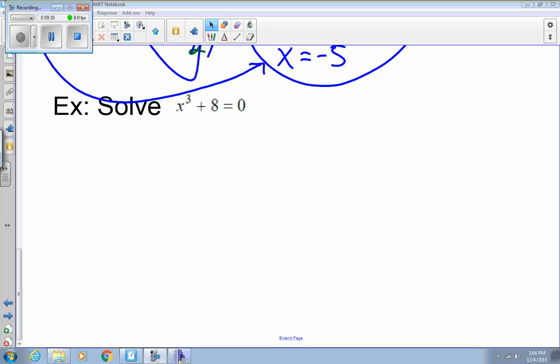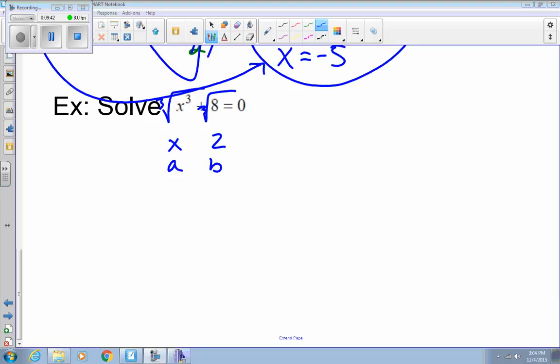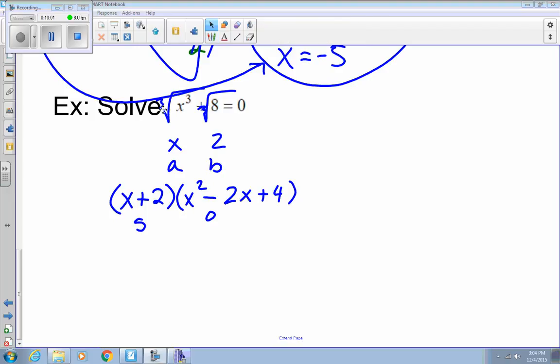Sometimes, special case, you have x cubed plus 8. This is a sum of cubes. So you cube root the first term, cube root the second term. First term is x, second term is 2. There's your a and b in the sum of cubes. So we have x plus 2, x squared, opposite, remember SOAP, a times b is 2x, and it's always positive. 2 squared is 4. So that's always positive.